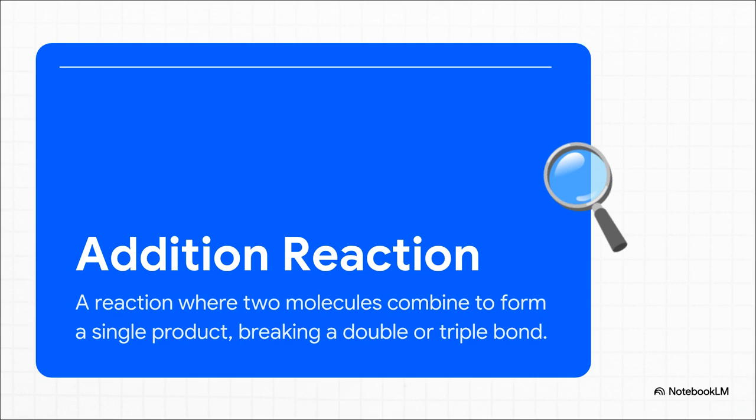Next on the list is the addition reaction. This one's all about coming together. You take 2 or more molecules, they combine, and you end up with one single larger product. And how does that happen? Usually, a relatively weak pi bond breaks, making room to form 2 new, much stronger sigma bonds.